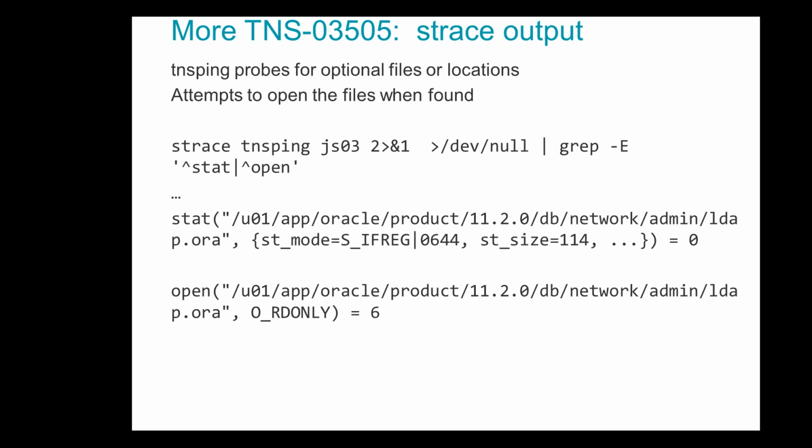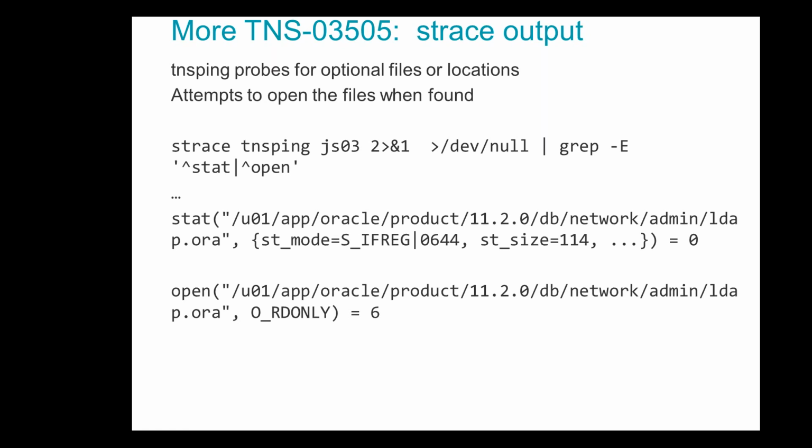So tnsping probes for optional files or locations. When you use tnsping, it's looking for all the methods by which a name can be resolved, and any files that are associated with that, it attempts to open. So we can do strace tnsping on this database, for instance, JSO3. And in all cases here, we're sending the error output to /dev/null because we don't care to see it. All of the tracing output is sent to standard output.